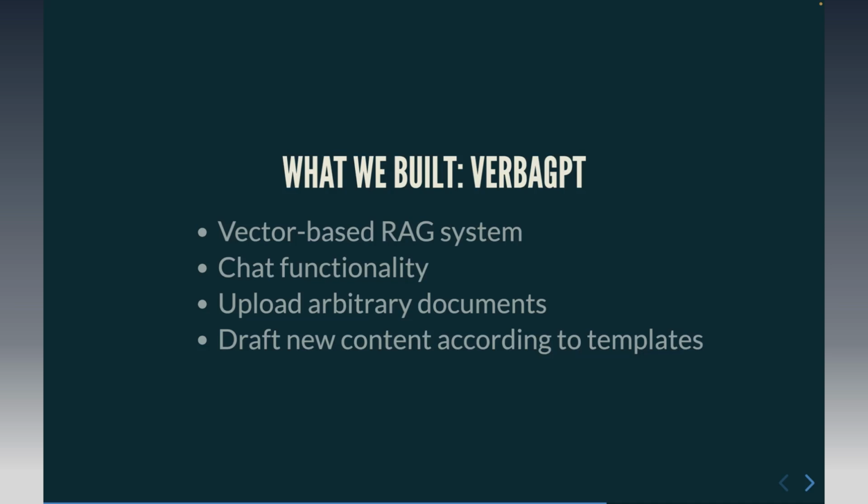But what struck gold was that the system could take RAG results and the uploaded documents, then apply them to templates based on doc type. So I could ask VerbaGPT to draft a new conceptual overview, and it would use the RAG results and any documents that I uploaded to create a first draft for me.